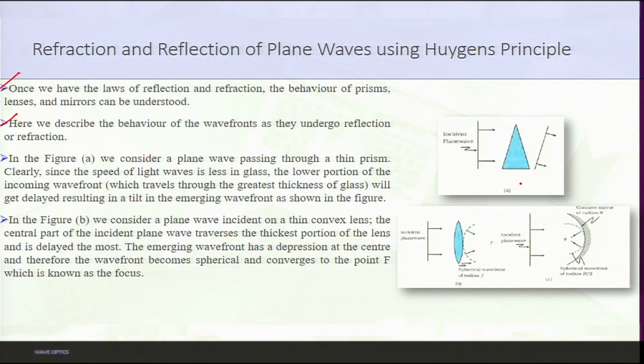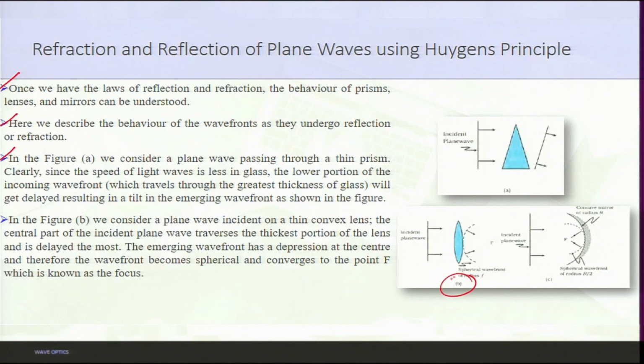So, just to reiterate what is written here again. In figure A, we consider a plane wave passing through a thin prism. Clearly, since the speed of light waves is less in glass, the lower portion of the incoming wavefront, which travels through the greatest thickness of glass, will get delayed. So, this delaying is happening here, resulting in a tilt. So, this is a tilt, quite evident tilt, from the vertical direction, resulting in a tilt in the emerging wavefront as shown in the figure. So, this point is also completed.